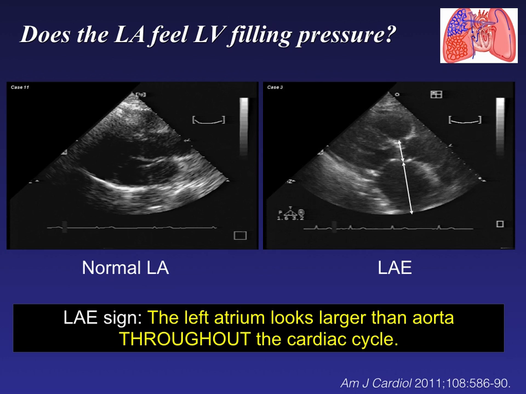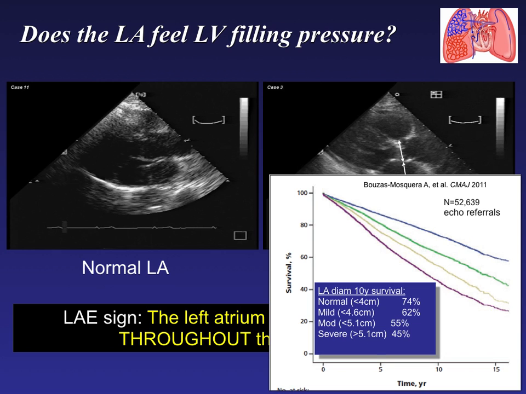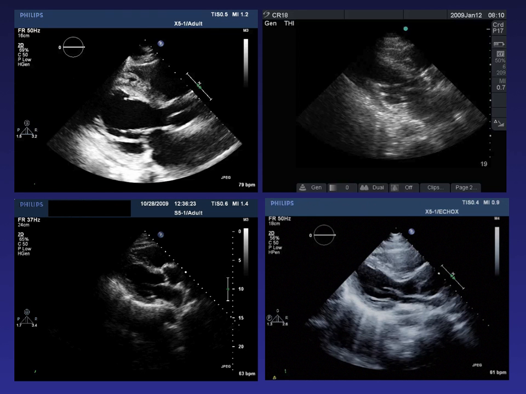And by larger, left atrial enlargement is important, as seen by this study in 52,000 echo referrals. The left atrial systolic diameter actually predicts 10-year survival. The left atrial enlargement sign has a 75% sensitivity, 70% specificity for left atrial enlargement as measured in systole by echocardiography. So let's test what we know.